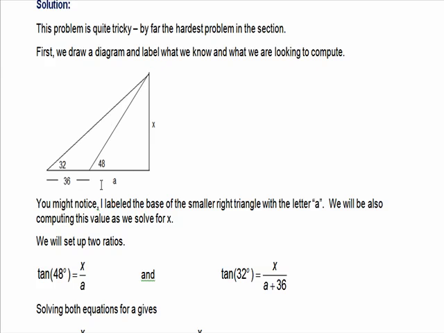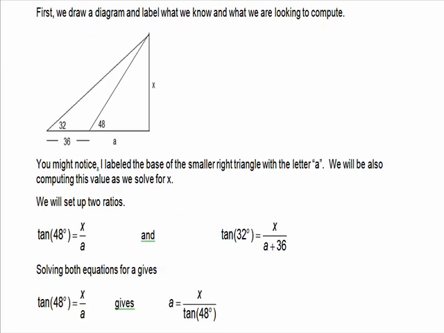So you'll notice the smaller triangle, I labeled the base with an a. We're going to need to find that in order to solve for x. So what I'm going to do is use tangent a couple of times. One of the things I know is the tangent of 48 degrees is x over a, the opposite over the adjacent. And I know the tangent of 32 is x over a plus 36.